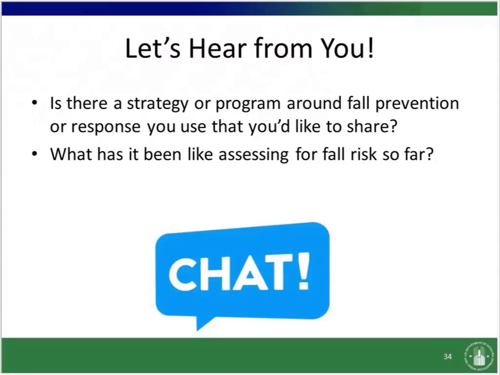When going through the falls risk assessment, I've experienced that the resident becomes more aware of their behavior and then more willing to address it directly.